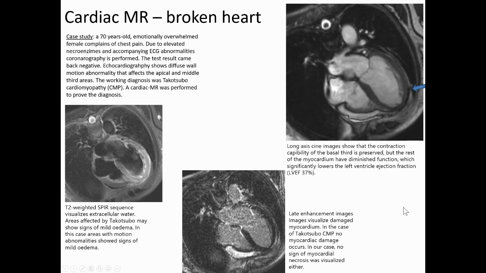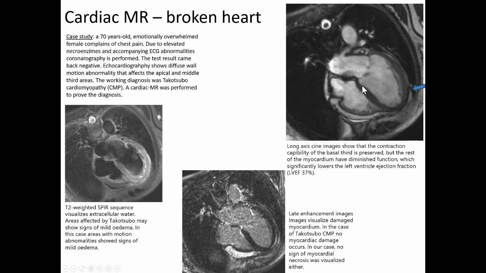Here's broken heart syndrome, which is also quite interesting. So here's a 70-year-old female who had elevated necroenzymes and accompanying ECG abnormalities, but the test results came back negative, meaning the coronarography was negative. So MR was again requested, and let's not forget that this is the apex of the heart and this is the basal segment of the heart.